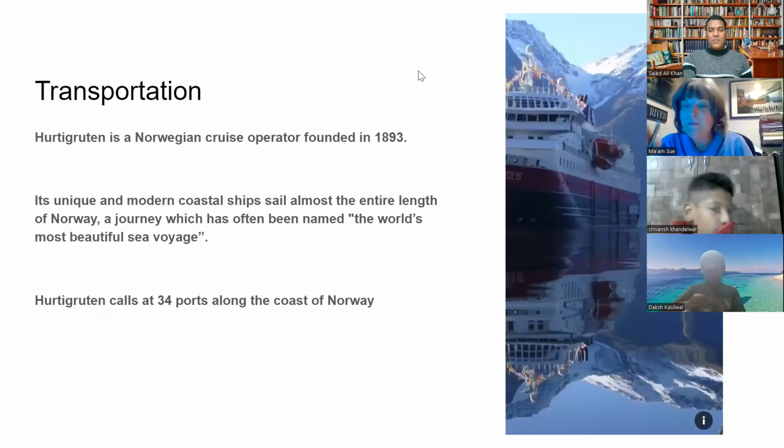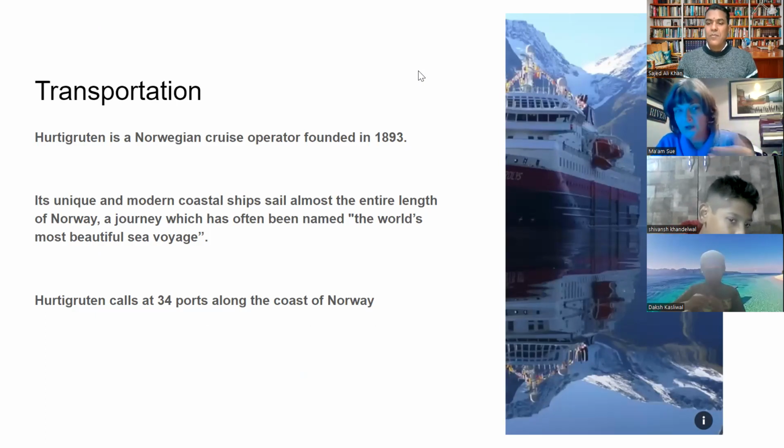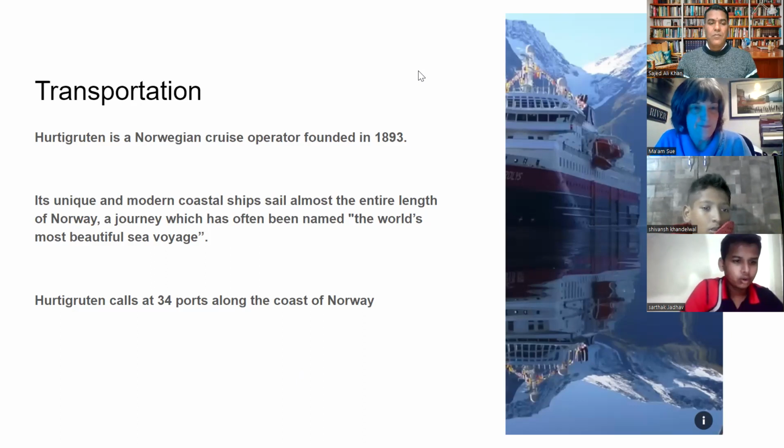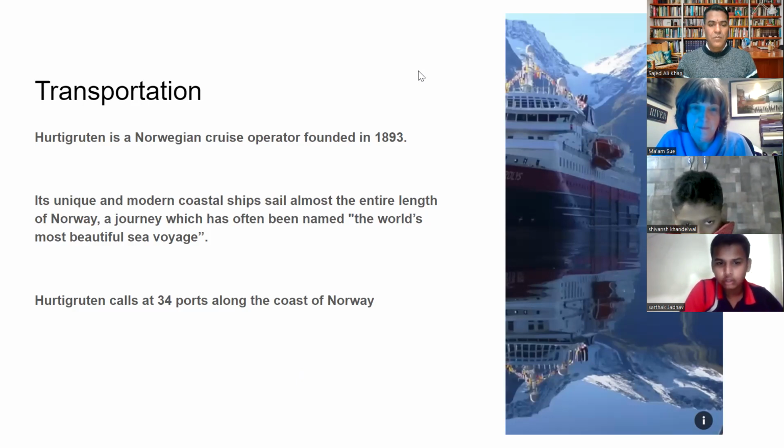Sartak, I'm going to give you a word here, and the name of this ship line that you can see is called Hurtigruten. That would be a ship that would go from island to island, because remember, the Norwegian coastline is very wavy. There's not as many roads as there is water. So Hurtigruten. And there, go ahead and read about transportation. Hurtigruten is a Norwegian cruise operator founded in 1893. Its unique and modern coastal ships sail almost the entire length of Norway, a journey which has often been named the world's most beautiful sea voyage. Hurtigruten calls at 34 ports along the coast of Norway.